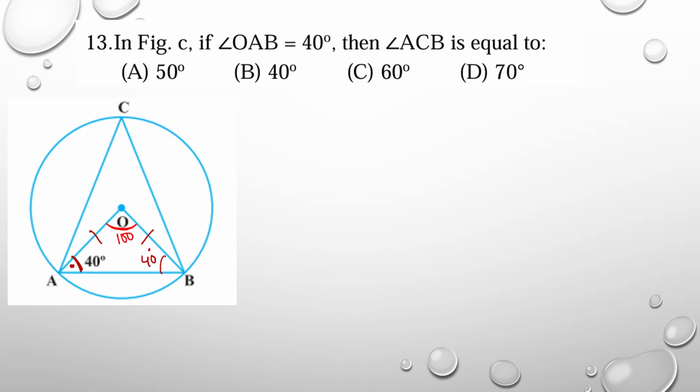Sum of the angles. Now find angle ACB. Same theorem. Angle subtended by an arc at the center is double the angle subtended by it at the remaining part of the circle. तो AB से हमारा angle AOB form हो रहा है. AB arc से हमारा angle ACB form हो रहा है. So this should be half of 100 degree. That's why answer is 50 degree.